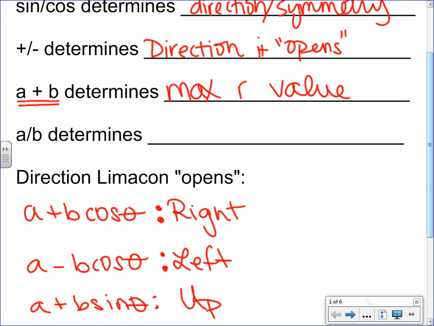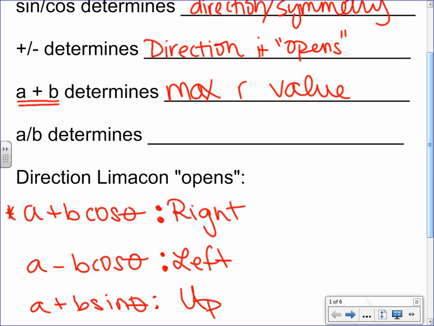Okay, let's go down here. Cosine of 0 is 1, so we would have a plus b, right? Cosine values oscillate between what? Negative 1 and 1. So when this is 1, that's the biggest it's going to be, because that's the biggest value this one can be. Which is why this one opens to the right.